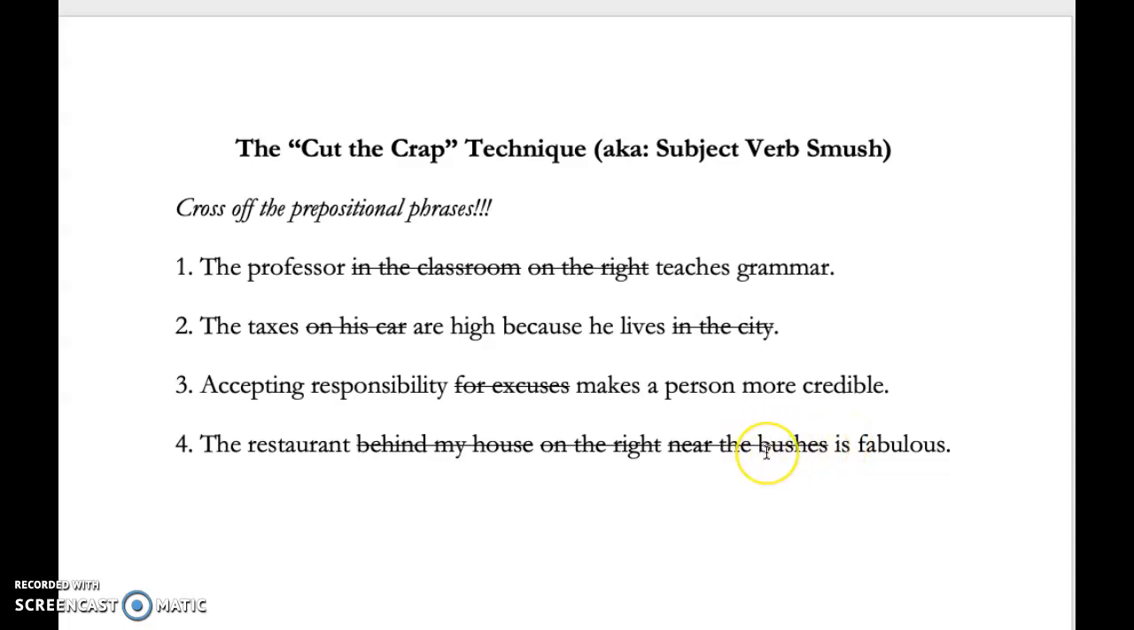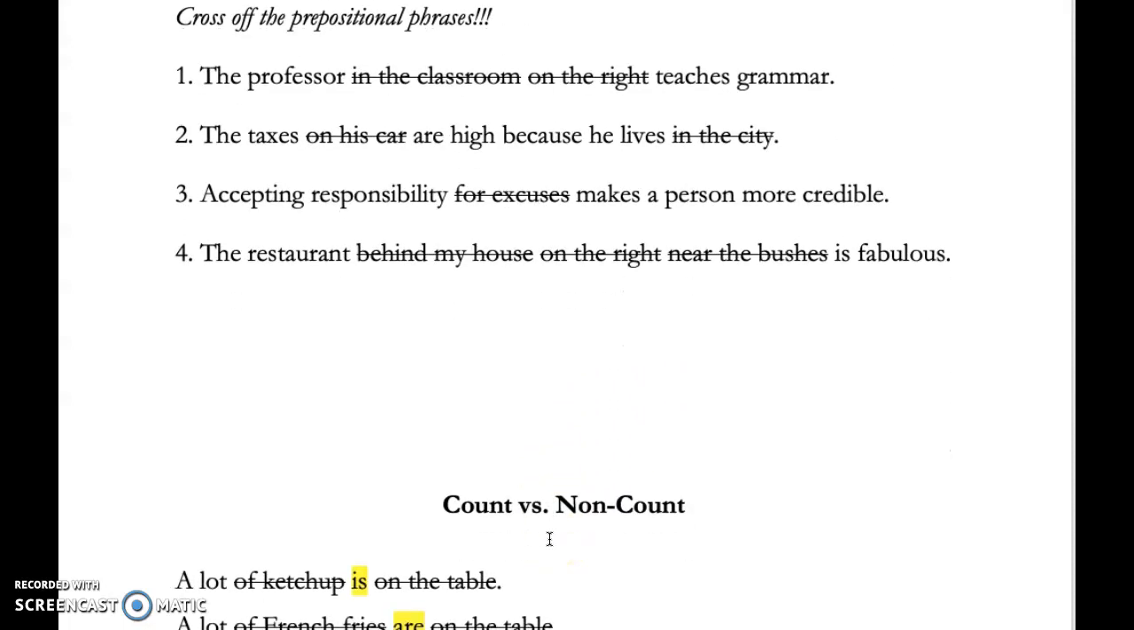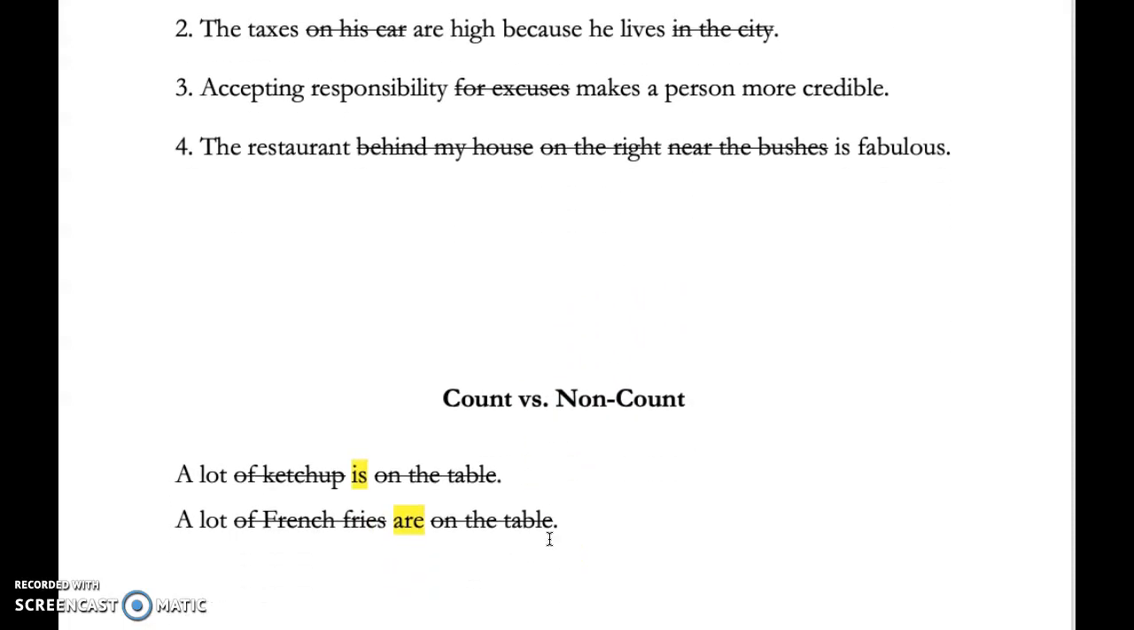Notice again that bushes might have tempted me, okay? So keep this in mind when you're working on subject-verb agreement. Do not be tempted by picking a word that comes right before the verb if it's inside of a prepositional phrase, because it will not be the subject of the verb. Okay, here's our situation. If you followed my rules in this one circumstance, you would see a problem. If I have a lot of ketchup blank on the table, I could cross off of ketchup and cross off on the table, and it would be a lot is.